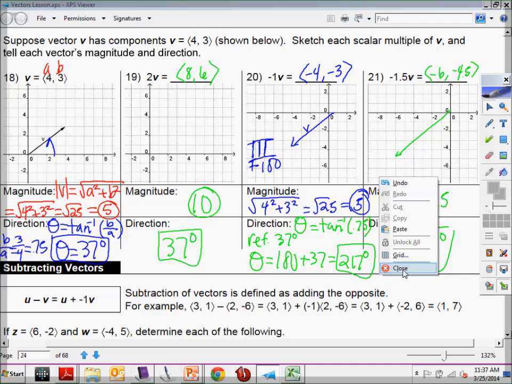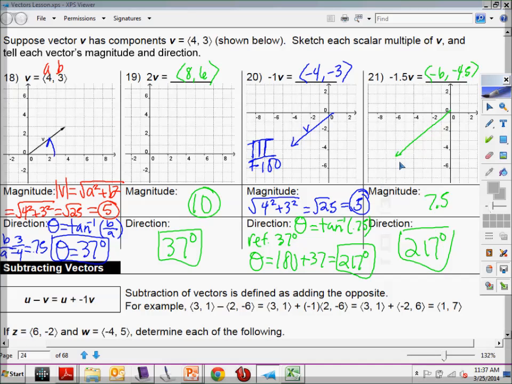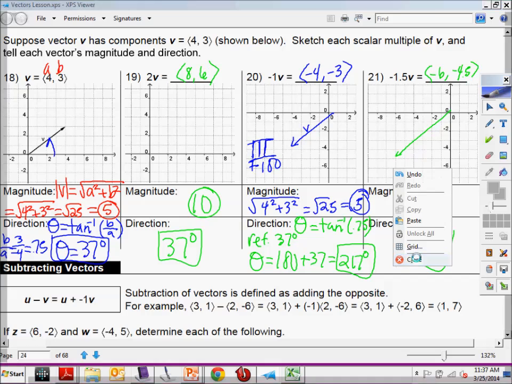When we got 7.5, that's your magnitude. 0.75 is your inverse tan value of -4.5 over -6. Hold on. I'm going on.